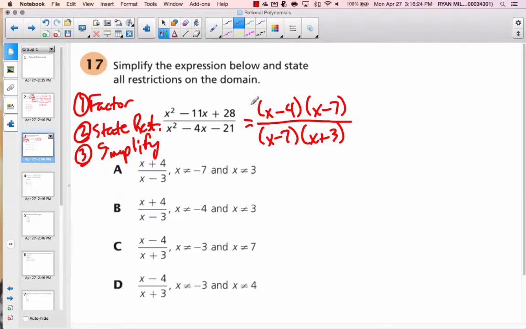And if you need to see better how to factor, let me know. I'll do a video on factoring, but factoring is a sub-skill for this. It's not the whole point. So I factored. Okay. Now I'm going to state my restrictions. Well, the bottom of the fraction cannot be 0.